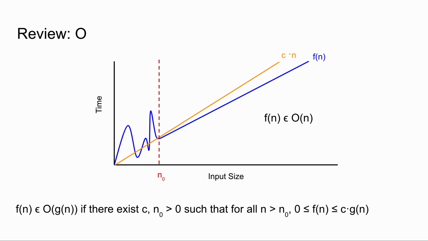A function f of n is in the set big O of g of n if there exist positive constants c and n naught, such that for all n greater than n naught, 0 is less than or equal to f of n is less than or equal to c times g of n. In this example, we can visually see that f of n is in big O of n.